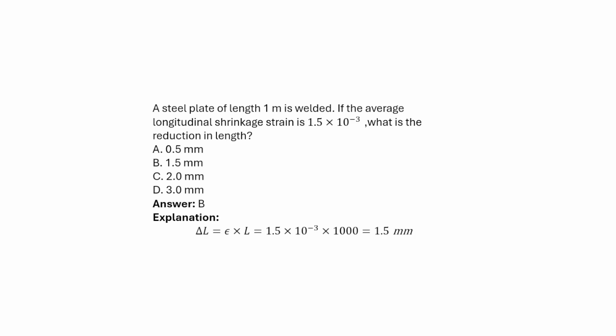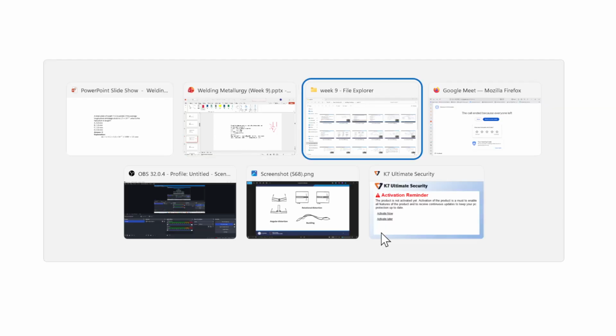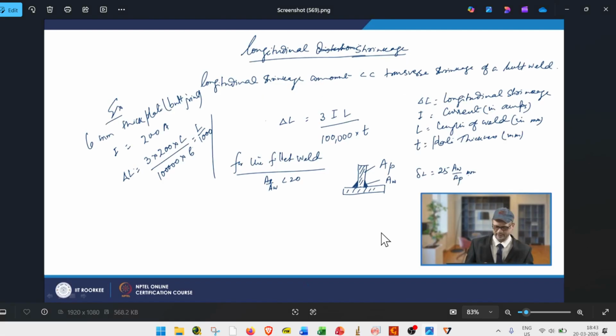Now we will see some numericals. Before that, we will just revise what we have taught. To find the longitudinal shrinkage, the amount of longitudinal shrinkage is delta L equal to 3 L I by 10 to the power of 5 into T. Here delta L is the change in the dimension, I is the current, L is the length of the weld, and T is the thickness.